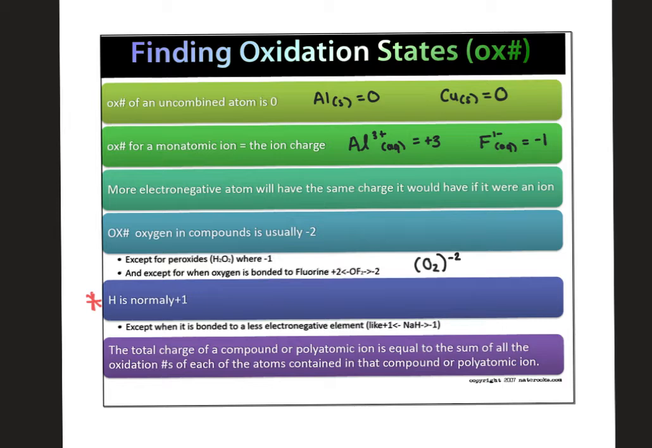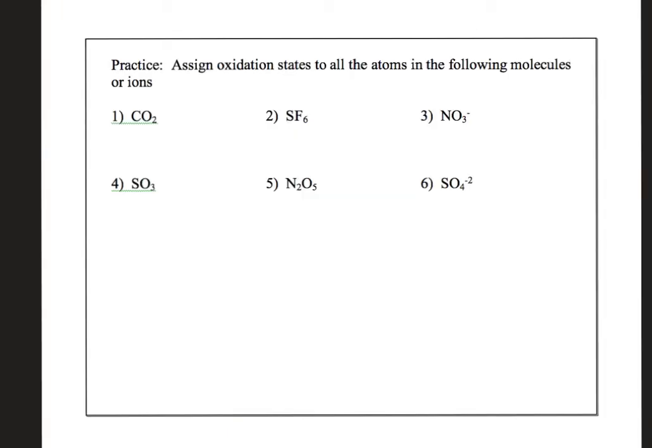If I have a polyatomic ion like nitrate, NO3 with a -1 charge, the oxidation numbers of the oxygens need to cancel out and add up with the nitrogen to a -1 value. Okay, so let's look at assigning these. All right, let's start to assign.